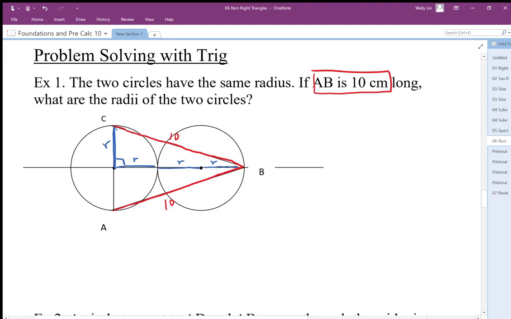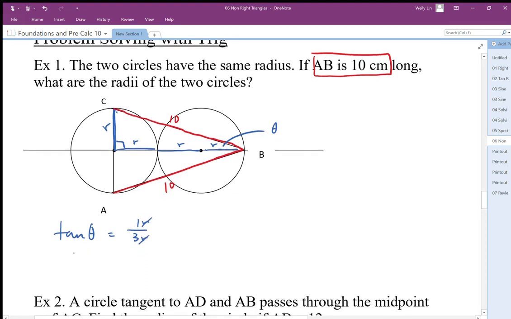I'm going to call this angle theta, and I know that tan theta is equal to a rise of 1R compared to 3R. What ends up happening is these R's cancel out. It's just a ratio of 1 to 3, and I can solve for the angle theta by using my inverse function. So tan theta equals 1/3, so the inverse tan of 1/3 equals the angle theta. At this point I need to convert that ratio into an angle.